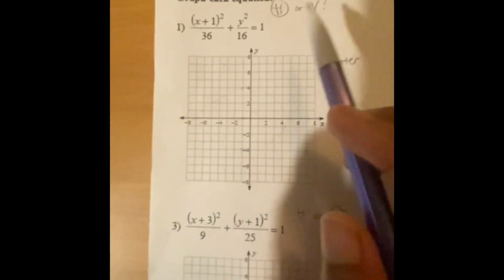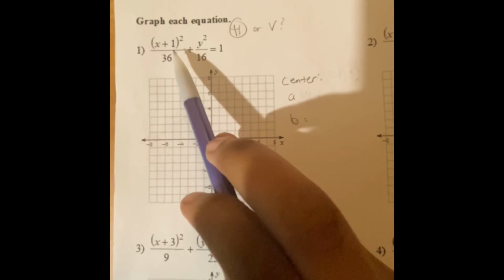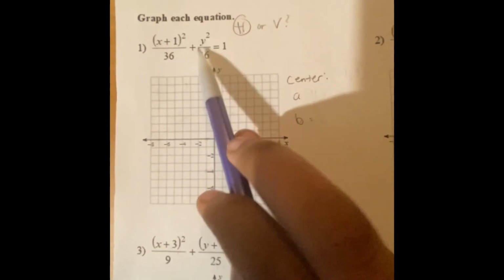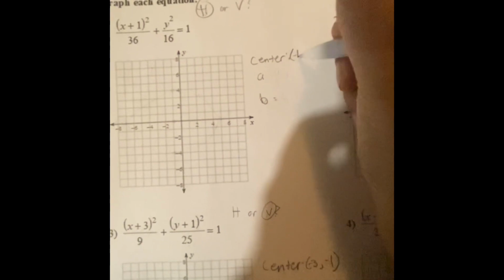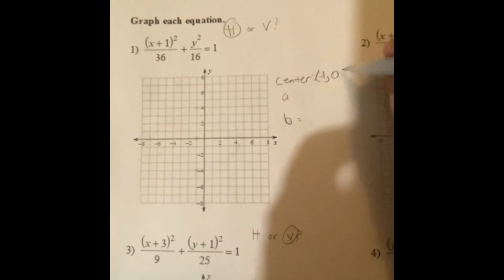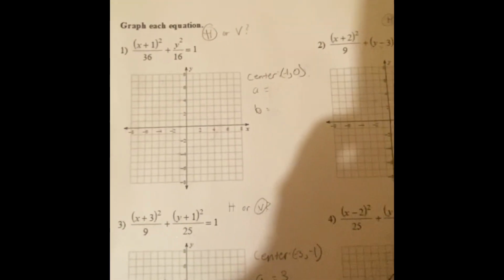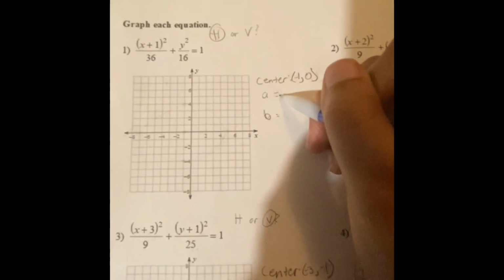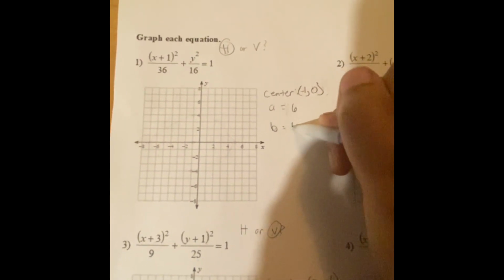So for our first problem, we have a horizontal ellipse. To find the center, we're going to use these numbers right here for our x and for our y. For our x, we have positive 1, but we're going to switch that to a negative 1. And we don't have a number next to our y, so that's going to be a 0 for our y. For a, which will always be underneath x, we're going to square root that down, so that becomes 6. And for b, which will always be under y, we're going to square root that down, and that becomes 4. So we can graph our center point, and that is negative 1, 0.